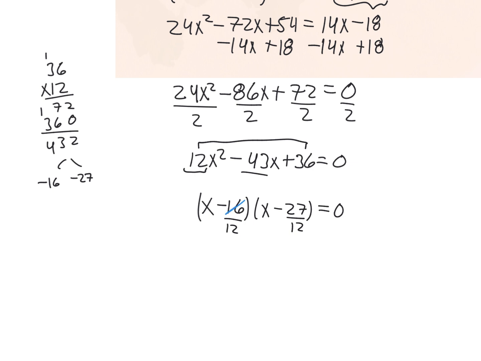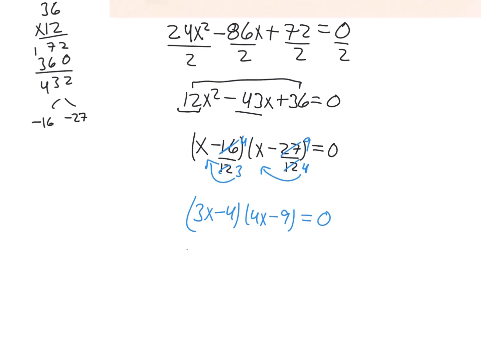So it ends up looking something like this. We can do our slide and divide. I'm going to turn that 16 into a 4, this 12 into a 3, and I'm going to slide that 3 out front. So it's going to be a 3x minus 4. And then 27 and 12, I can simplify that into 9 over 4, divide them both by 3. And so I can bring up that 4, and this is going to get me a 4x minus 9. Setting both of these equal to 0, I get x equals 4/3 and x equals 9/4.